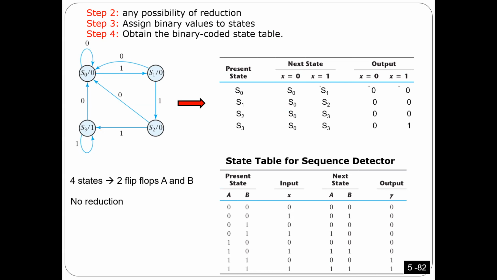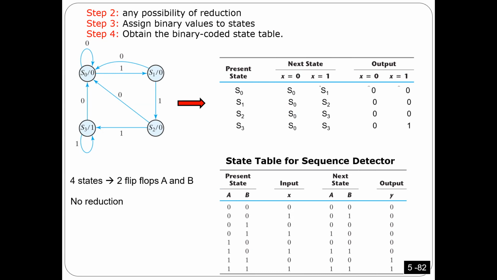If you are in state 0 and you receive x is 1, you are going to move to state 1, and the output is still 0. The only way to get 1 in the output is when you are in state 3. Once you have the diagram, it's very trivial to move to the table.